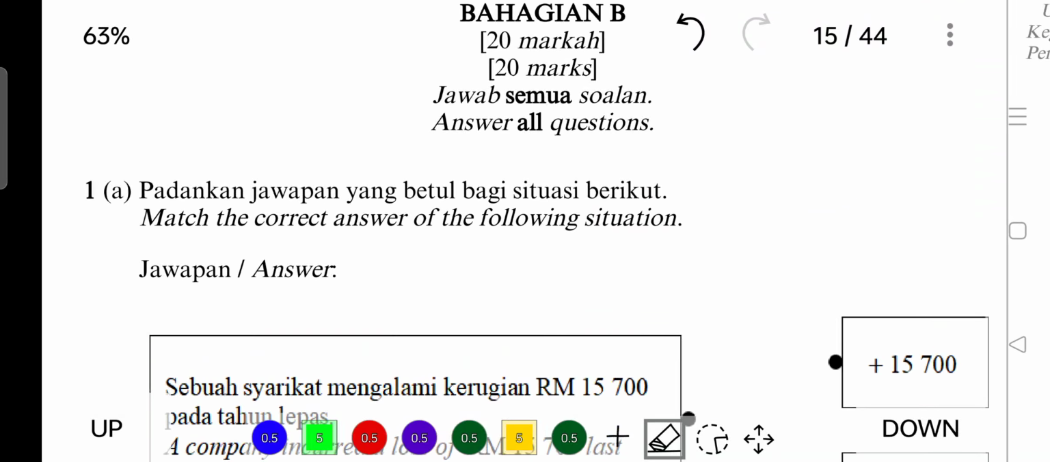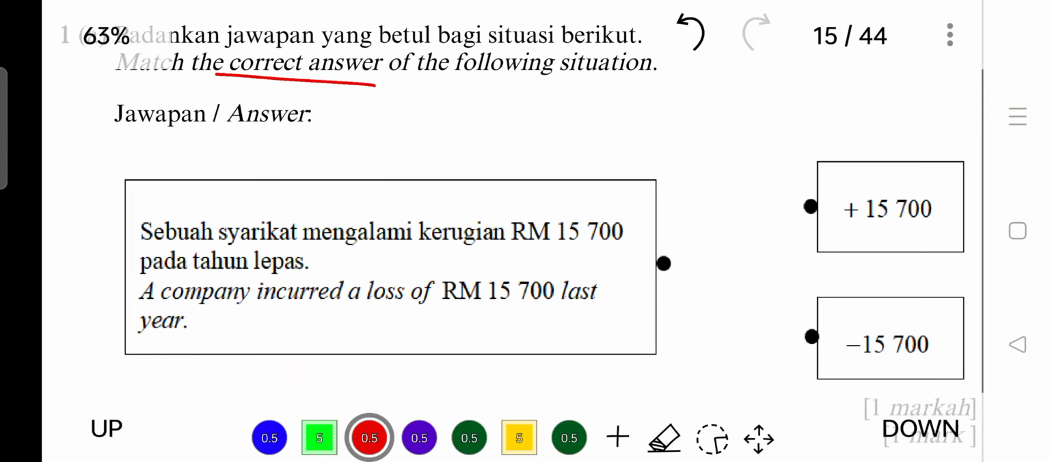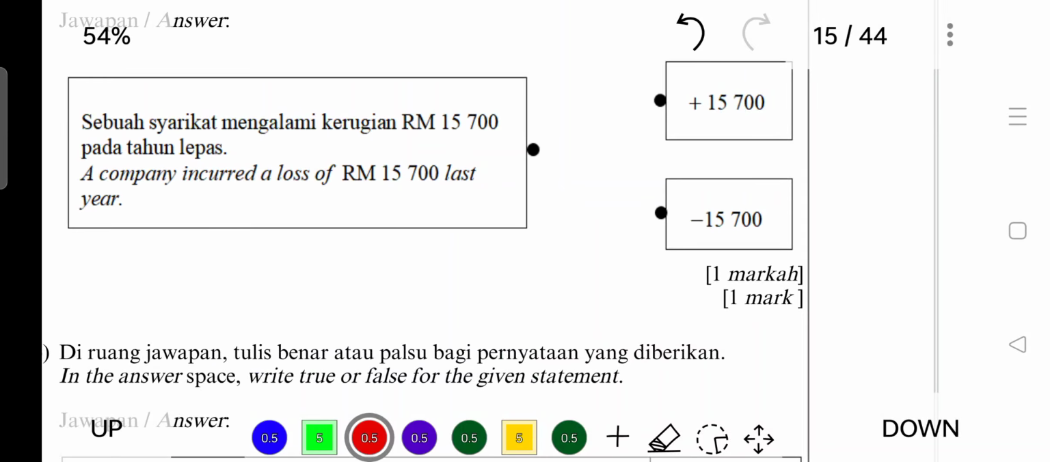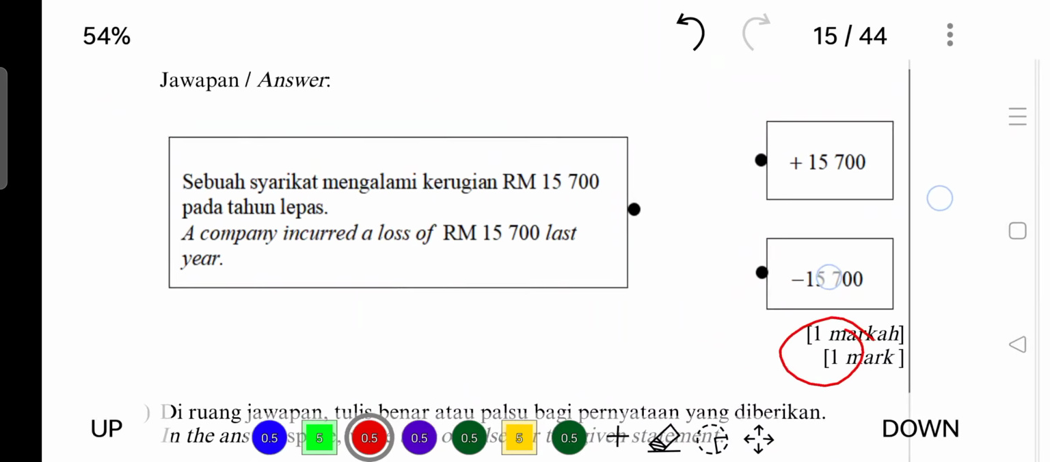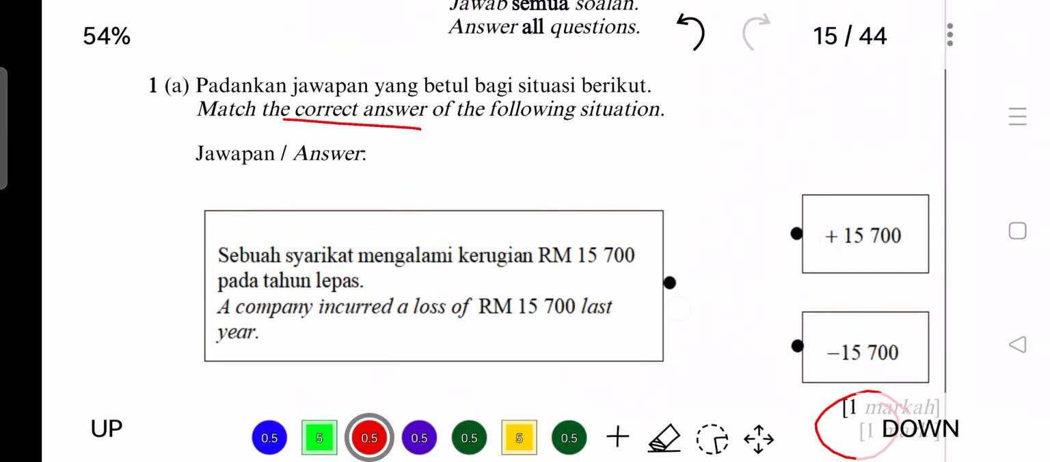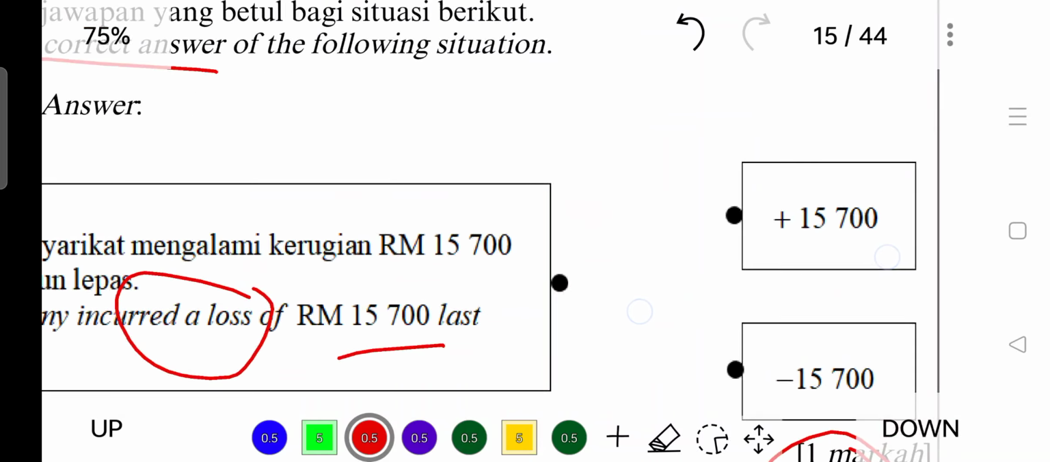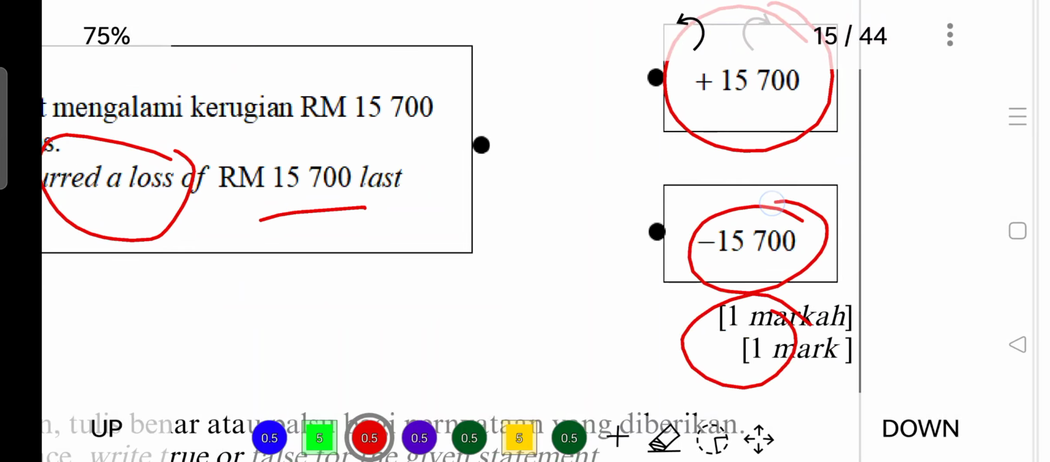All right. Okay, so the first question is match the correct answer for the following situation. Here, first of all, we will look at the marks. Only one mark is given, right? For one mark is given, and here they said a company incurred a loss of 5,700 ringgit last year. So here, what we're going to do is simply choose whether this or this answer will be the correct one, right?